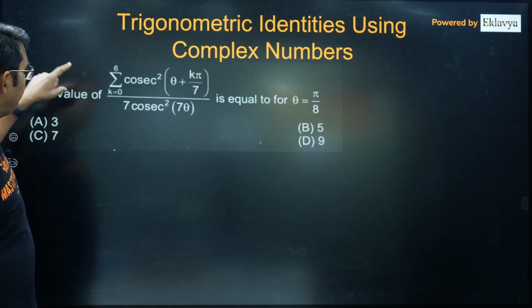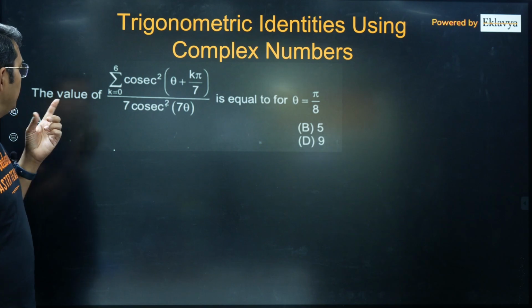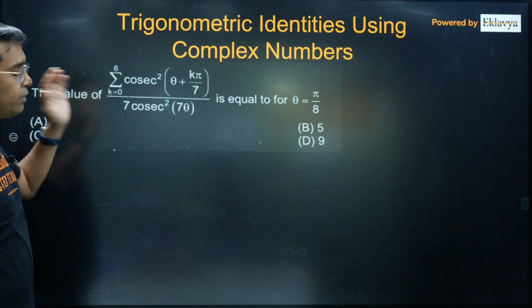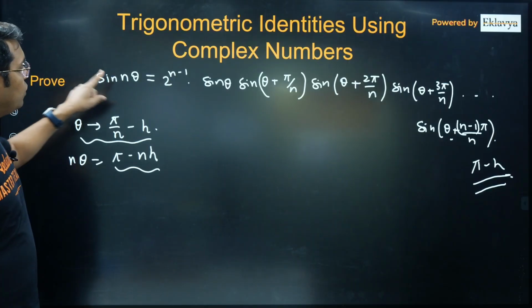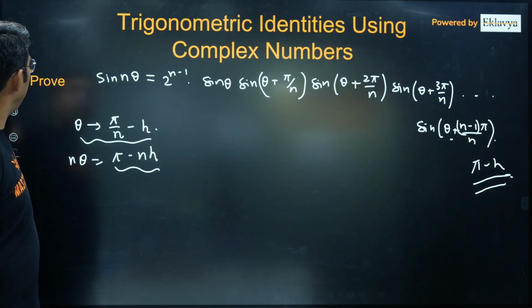Okay, I'll come to that. Before that, let me take this question first. Now here you can see the question says sum of cosecant square k pi by 7, k from 0 to 6, upon cosecant square 7 theta. Now this question is directly based on this result. Please understand how it is directly based on that result.